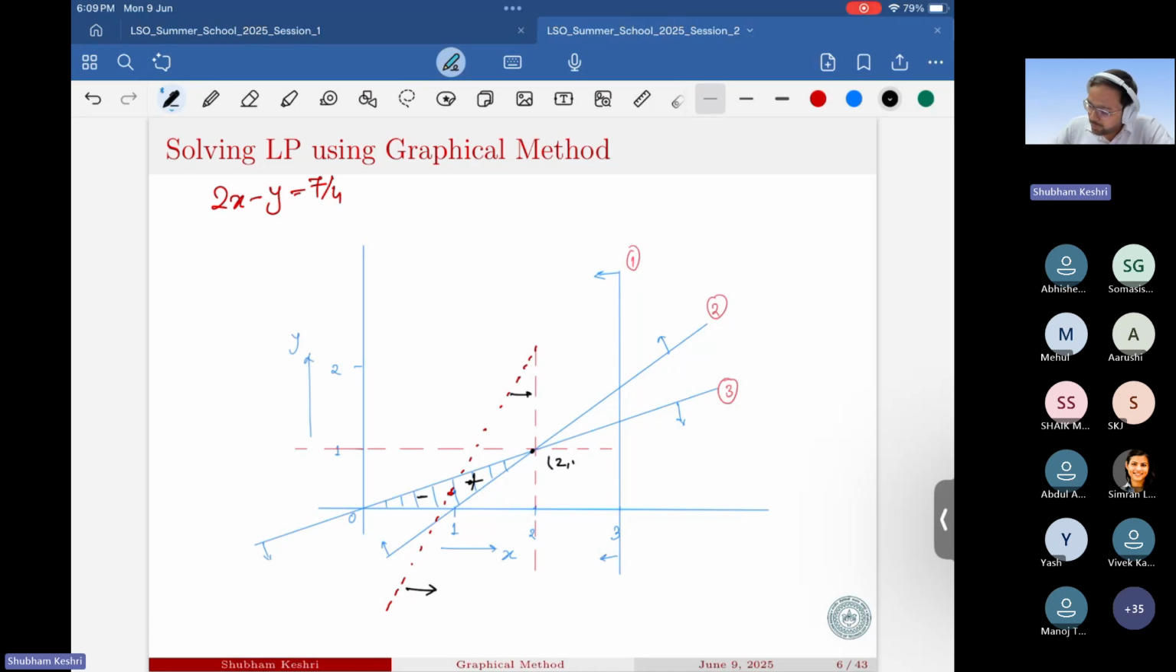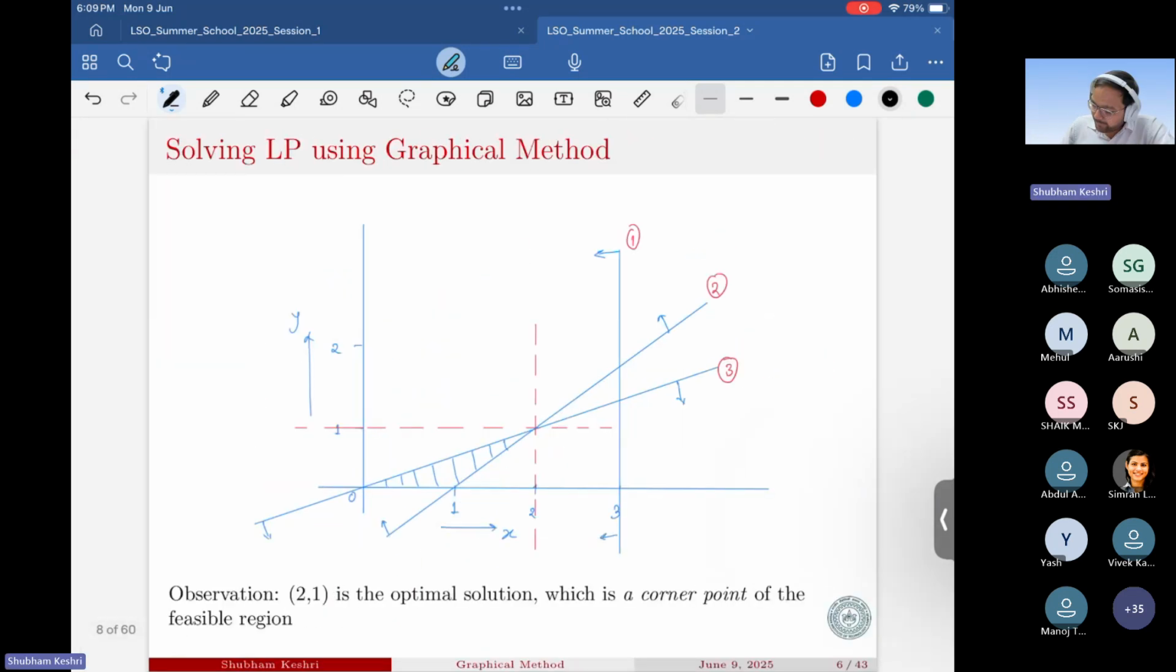This point is (2, 1). Is that all right? So we observe (2, 1) is the optimal solution, which is a corner point of this feasible region. So we have observed that this isocost or isoprofit line exits the feasible region via a corner point, and at that point, the objective function takes the maximum value. Okay? We will come to why I have highlighted this corner point.